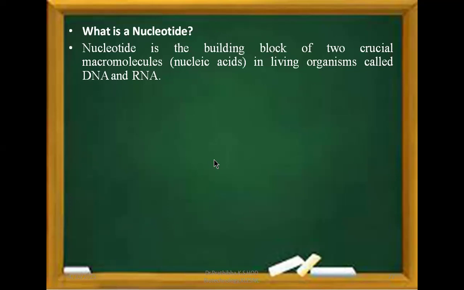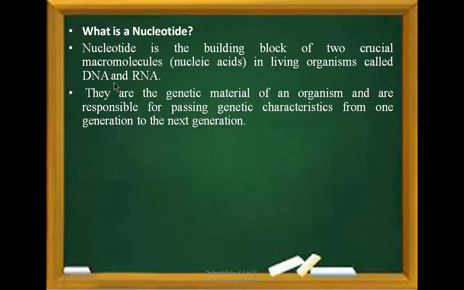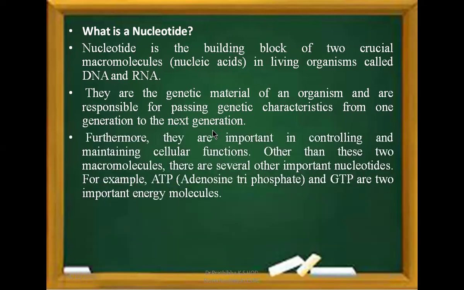Then coming to the nucleotide. What is a nucleotide? A nucleotide is the building block of two crucial macromolecules, the nucleic acids in living organisms called DNA and RNA. They are the genetic material of an organism and are responsible for passing genetic characteristics from one generation to the next generation. Furthermore, they are important in controlling and maintaining cellular functions.